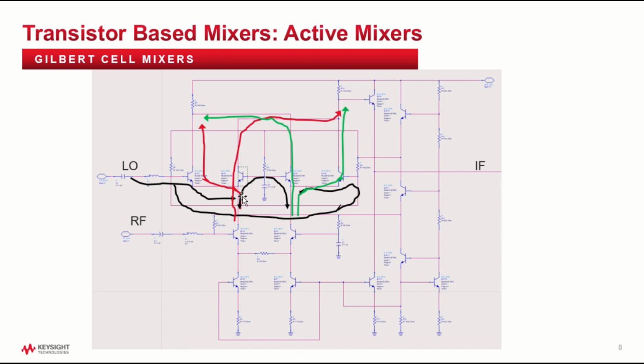And the other portion of the differential pair during the negative half cycle that's not wanted gets dumped to the load element. So then this output amplifier amplifies the IF signal. But we're not multiplying here, we're really chopping the signal or commutating the signal.